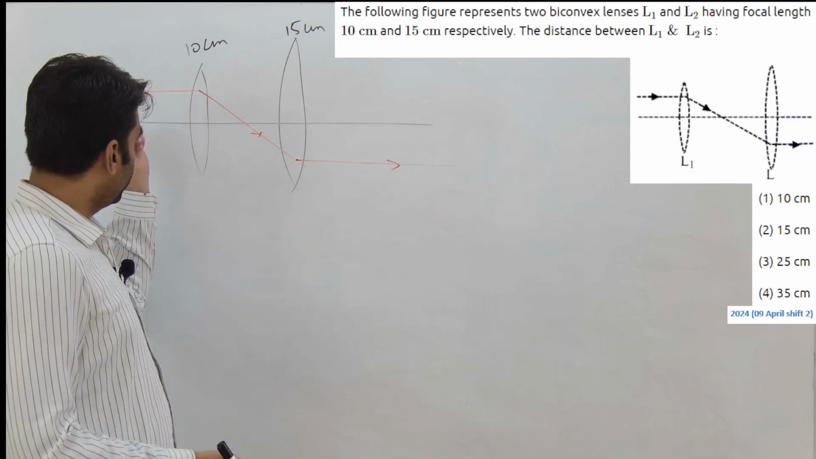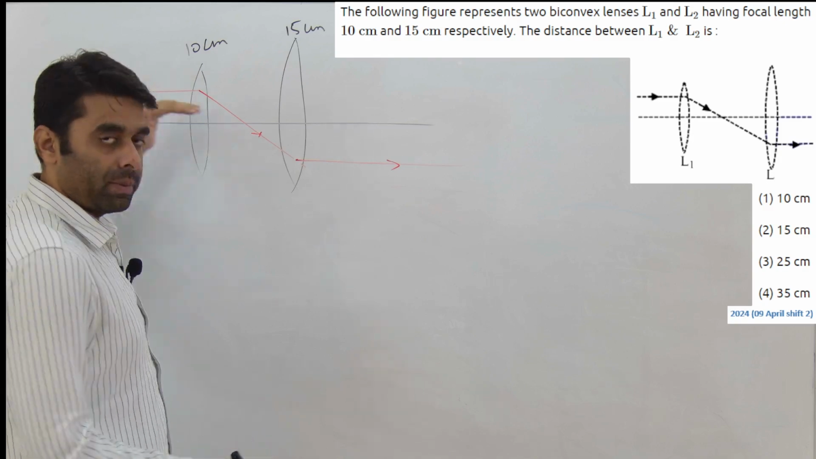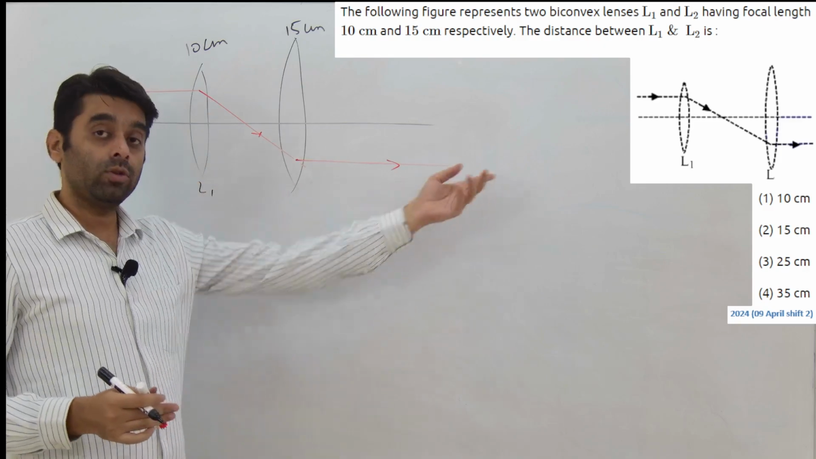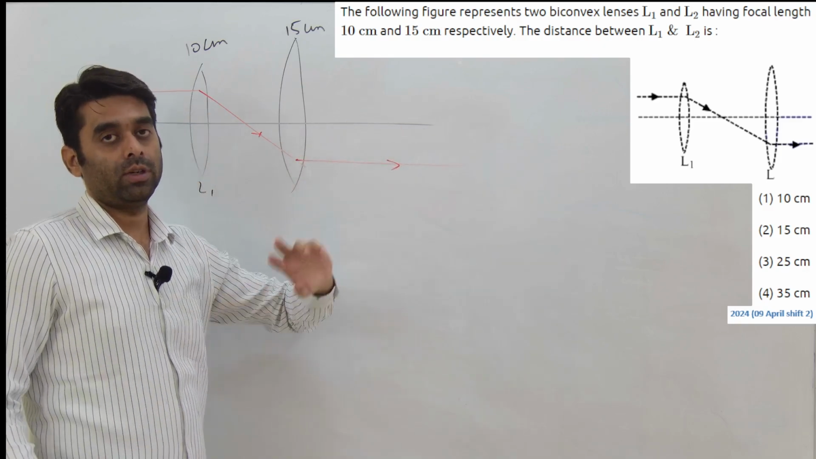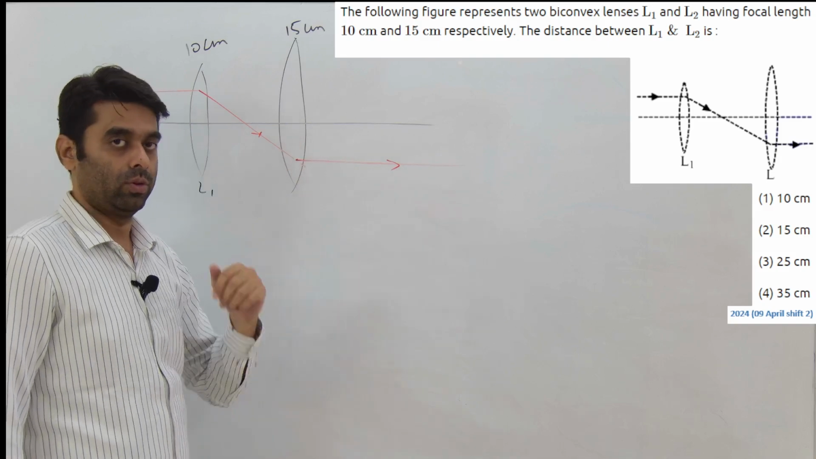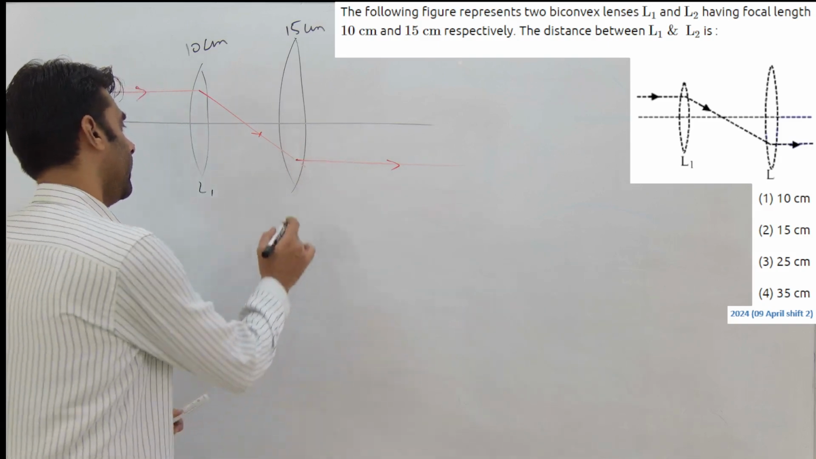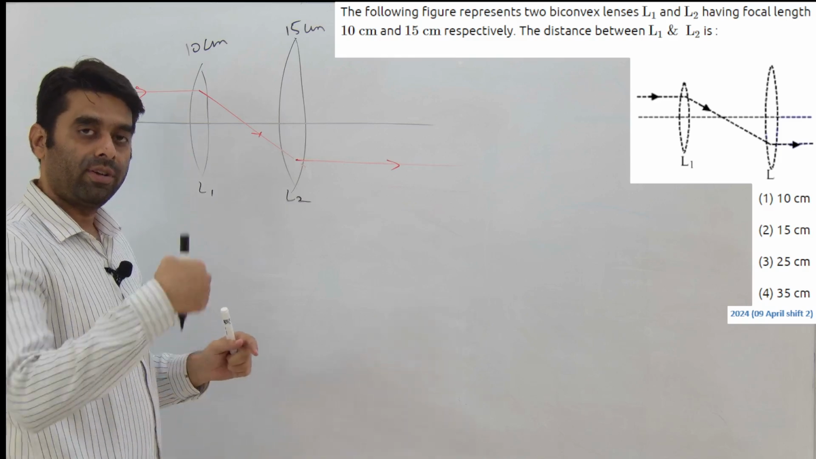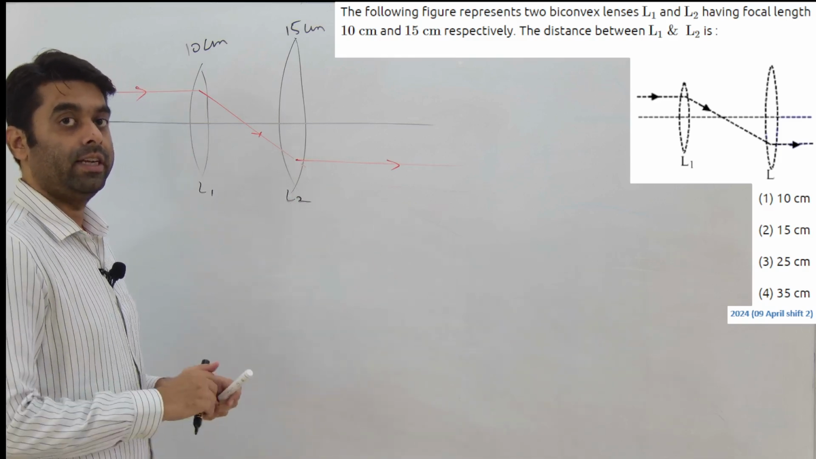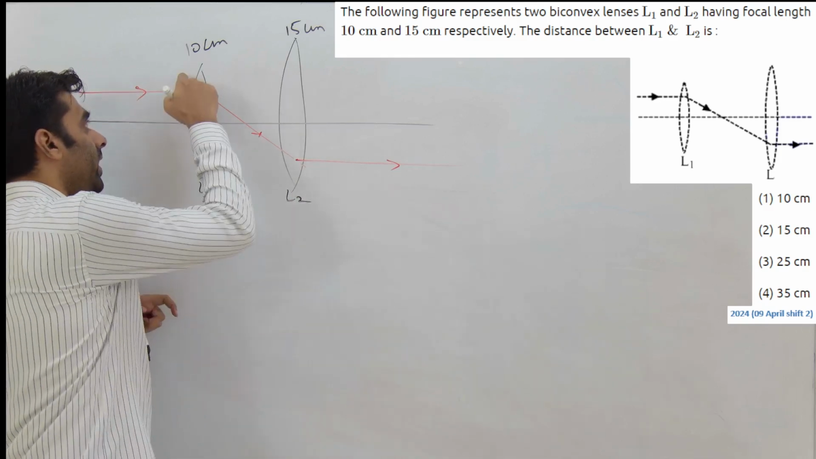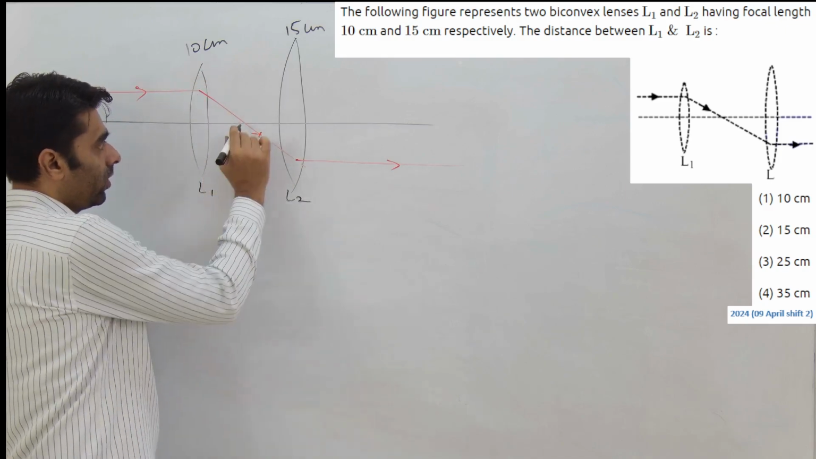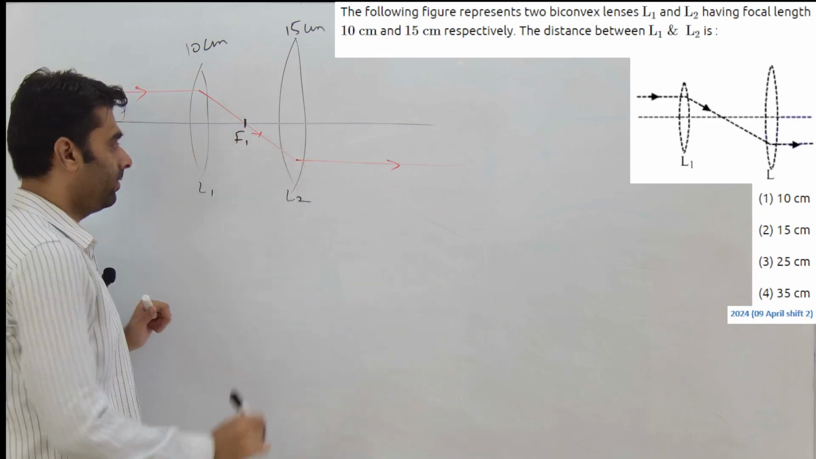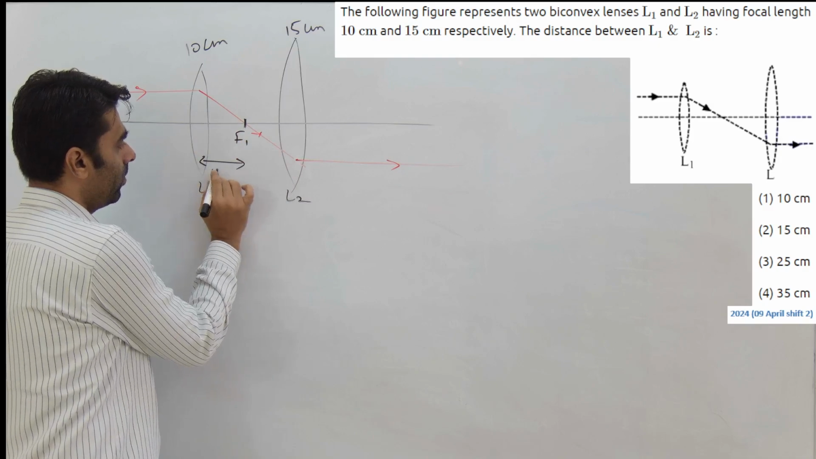When an incident ray which is parallel to principal axis strikes on this lens L1, it emerges out parallel from the second lens also. So they are asking us this distance, right? How to do it? Whenever a light ray comes parallel, after refraction from the convex lens, it passes through the focus. That implies this is the focus of lens L1. This is the focus of lens L1.